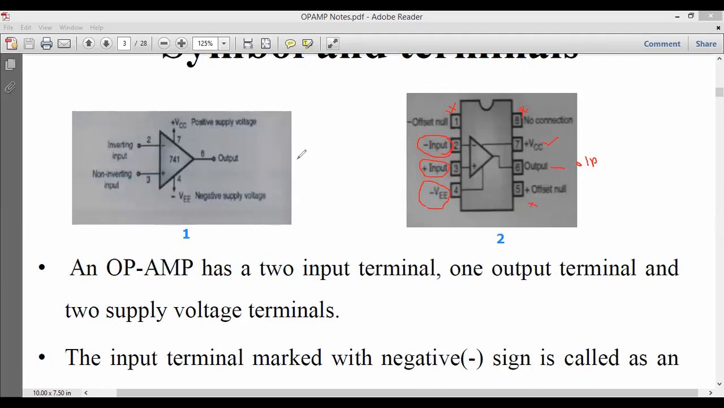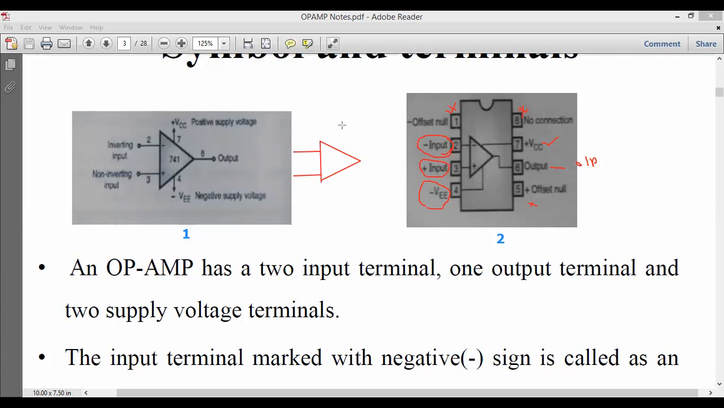But when you come to the symbolic representation, the op amp looks like a triangular shape, as you can see in figure number 1. The things which I have circled here will be the only ones drawn in the symbol. It is a two input terminal device, so you can see there are two inputs, which is why I have drawn the two lines.